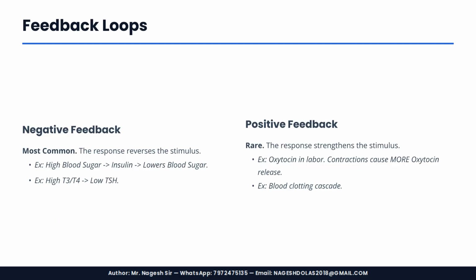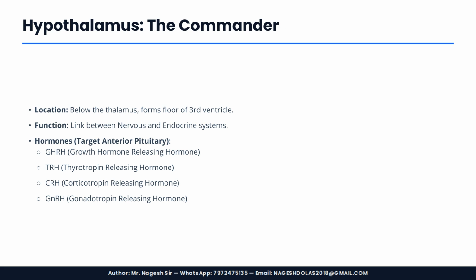Negative feedback loops are the most common, reversing the original stimulus, like insulin lowering blood sugar. Positive feedback is rare, where the response strengthens the stimulus, as seen with oxytocin during labor. The hypothalamus is the commander, linking the nervous and endocrine systems. It produces releasing hormones like GHRH, TRH, CRH, and GnRH, which target the anterior pituitary.